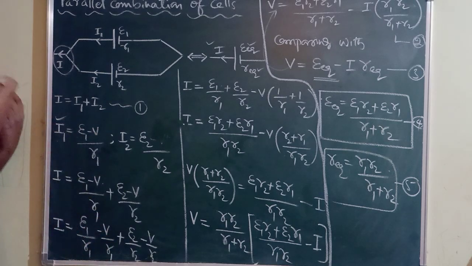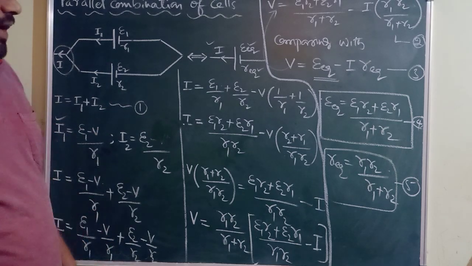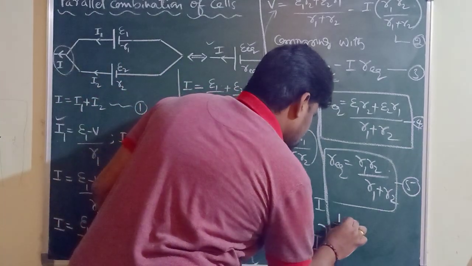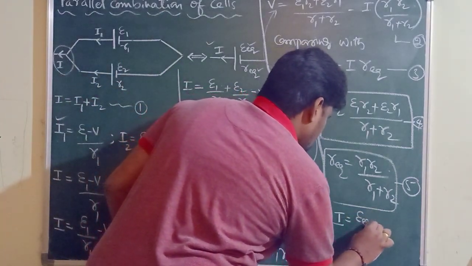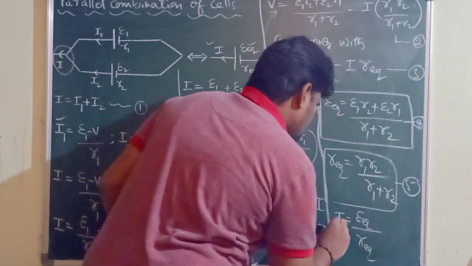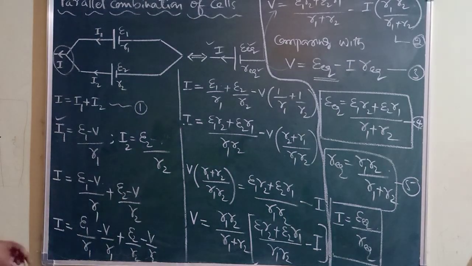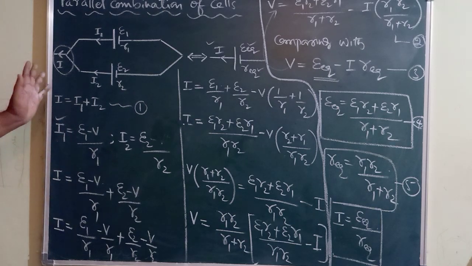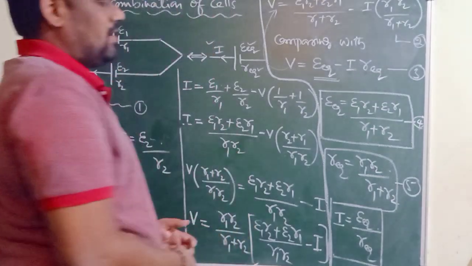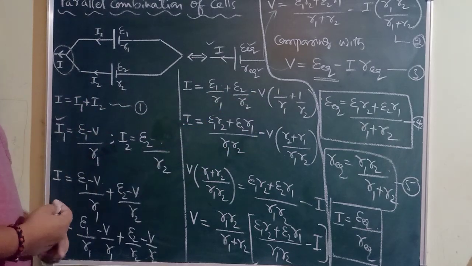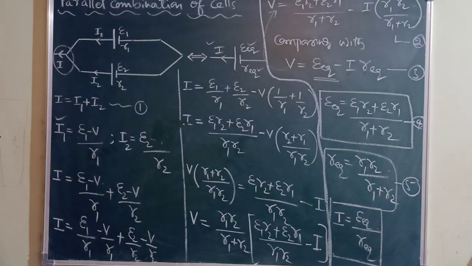Total current is the total EMF divided by the total internal resistance. Simply I can write this as I is equal to E equivalent divided by R equivalent. It is the total current drawn from the two cells which are connected in parallel. So this is how you are going to determine the equivalent EMF and equivalent internal resistance when the two cells are connected in parallel. Okay.